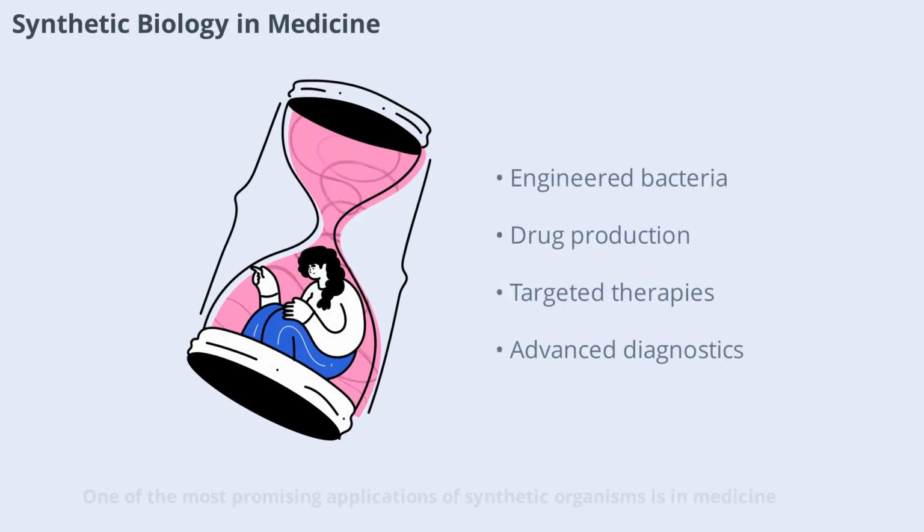One of the most promising applications of synthetic organisms is in medicine. Engineered bacteria can be programmed to produce life-saving drugs, target cancer cells, or deliver therapies directly to specific tissues. Synthetic biology also enables the development of vaccines and diagnostic tools that are faster, cheaper, and more effective than traditional methods. These advances have the potential to transform healthcare and improve outcomes for millions of people worldwide.